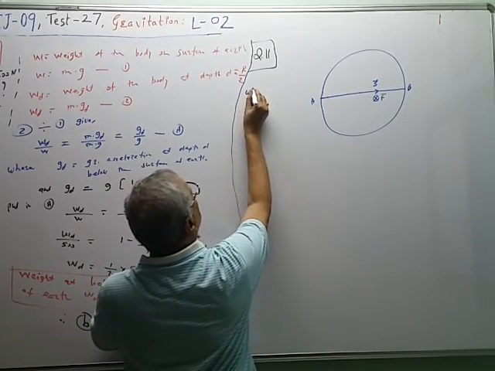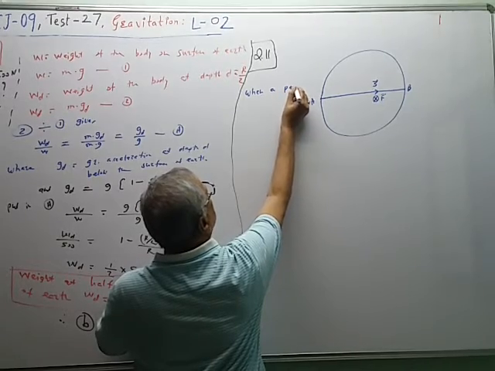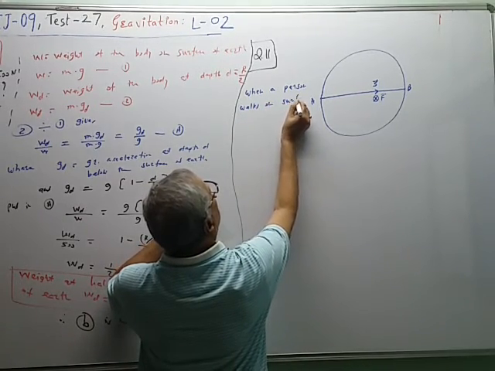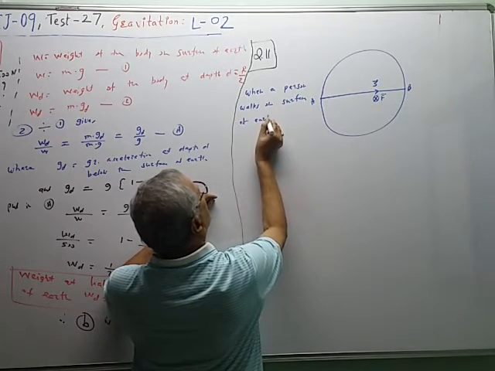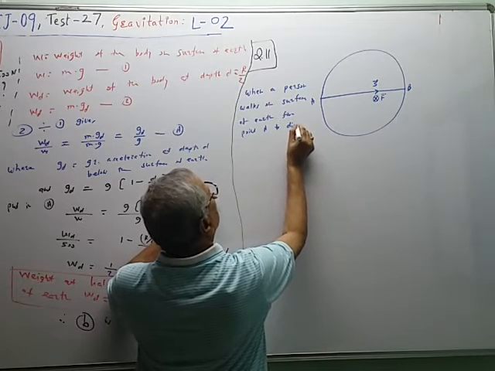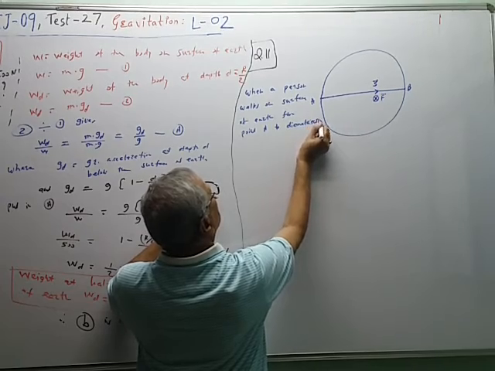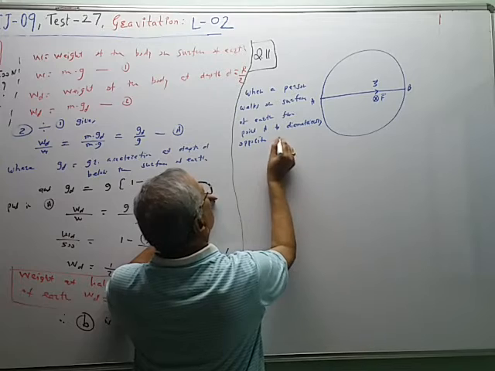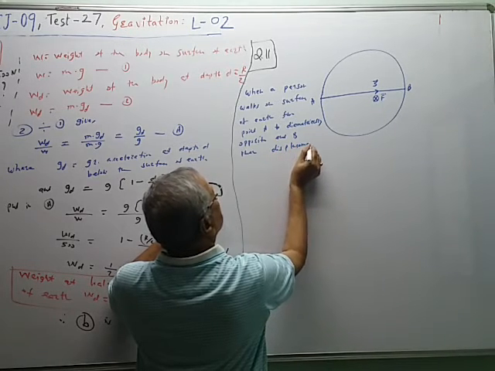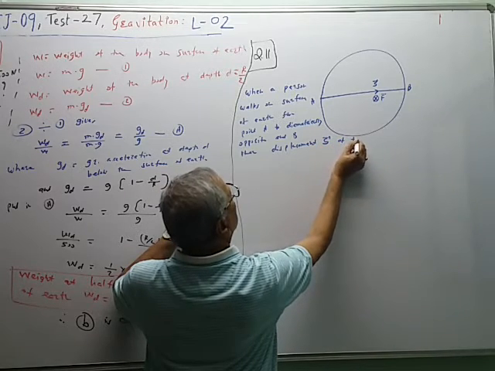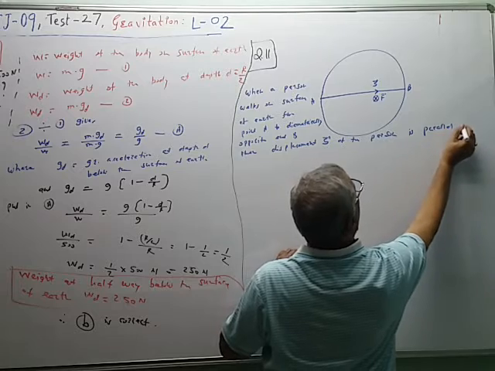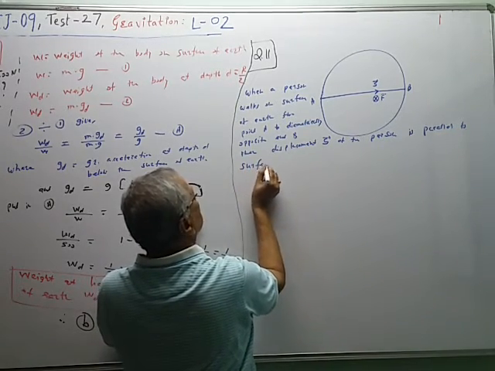So when a person walks on the surface of earth from point A to diametrically opposite end B, then displacement S of the person is parallel to the surface of earth.